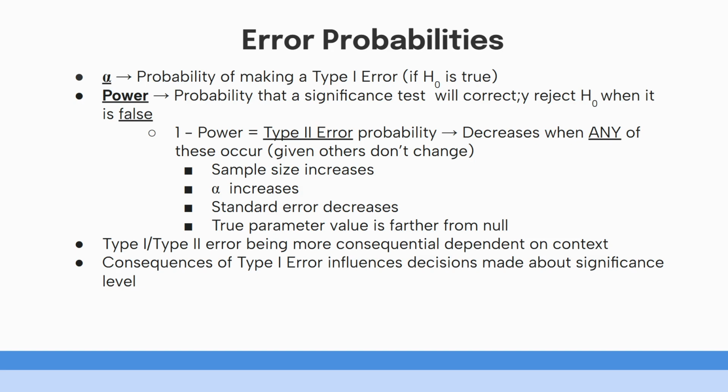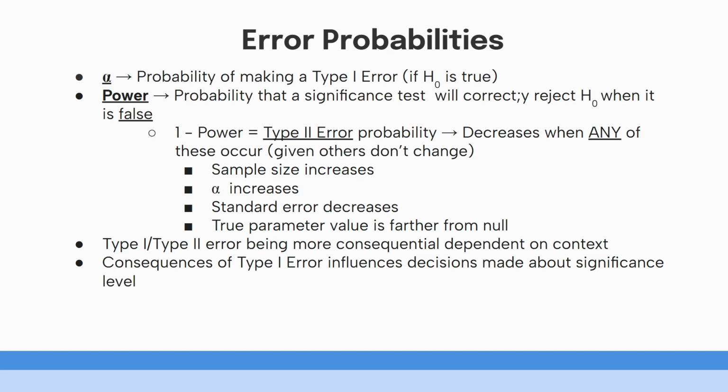And then the other thing is if the true parameter value is farther from the null. The further the true parameter value is from our null, the lower the probability of a type 2 error. And whichever error is more consequential depends on your interpretation of the question. So you have to read the question and figure out which one's more consequential depending on the context. This just depends on your logical thinking.